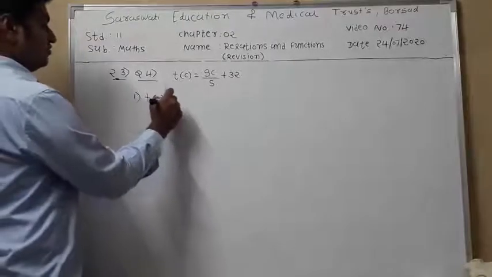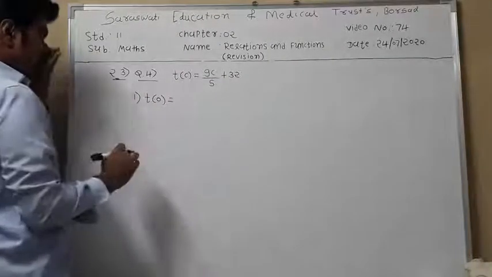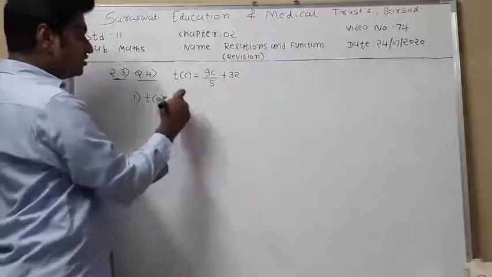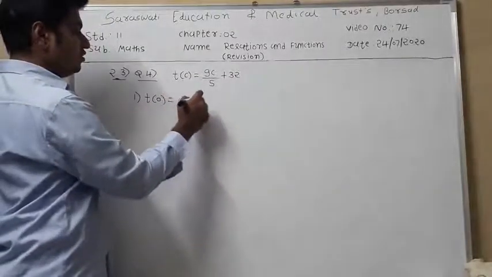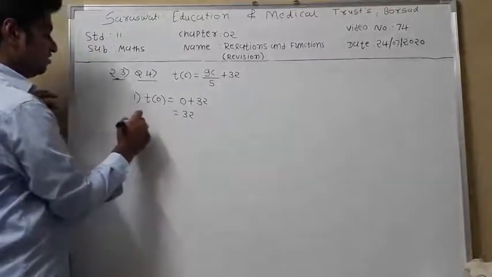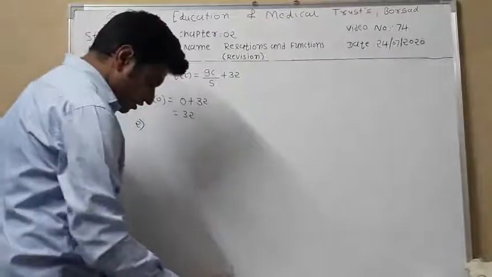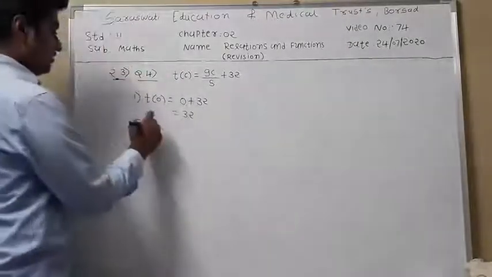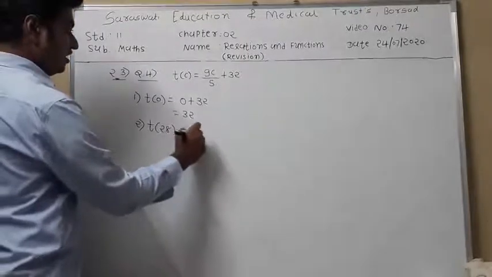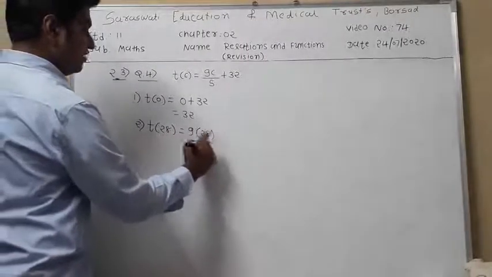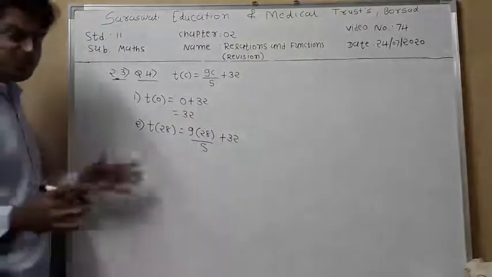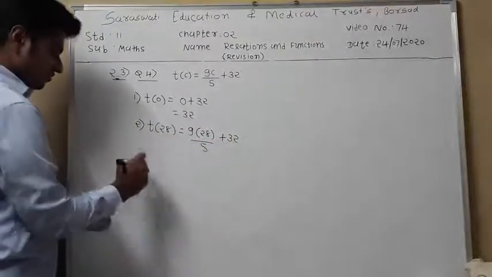So T of 0 is equal to: in place of C write 0. 9 into 0 means 0. 0 divided by 5 means 0. Plus 32 means 32. Second one, T of 28. So T of 28 is equal to 9 into 28 divided by 5 plus 32. Now simplify this term, so we get the answer of the second one.